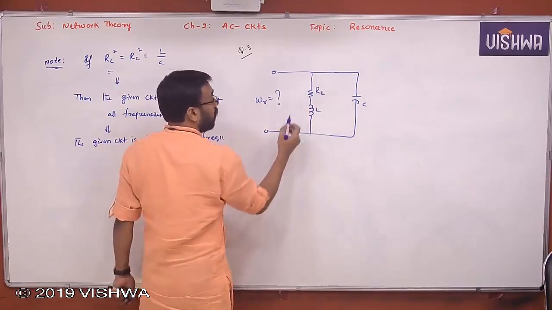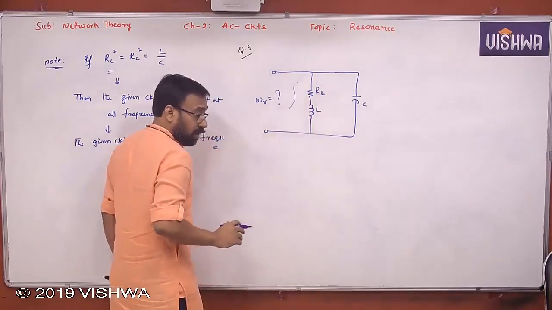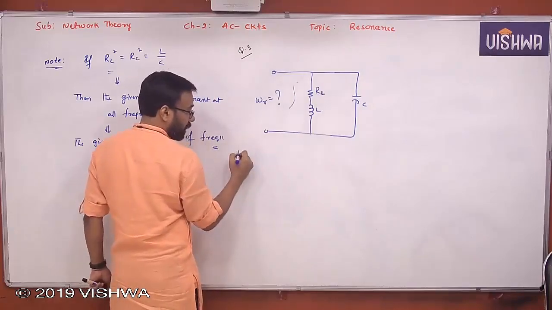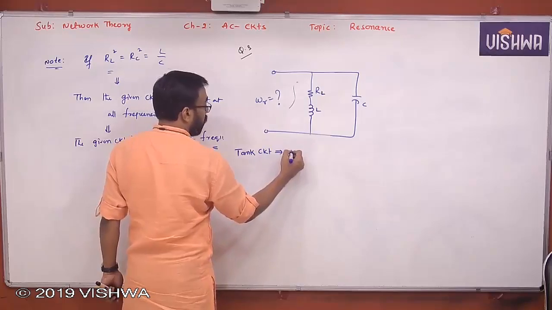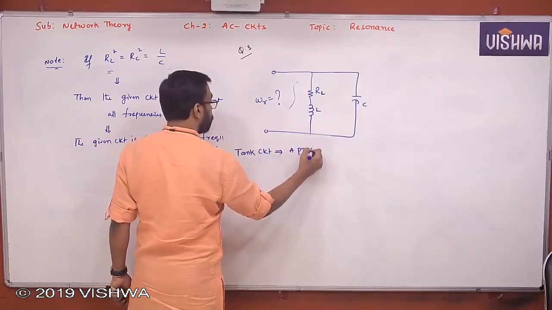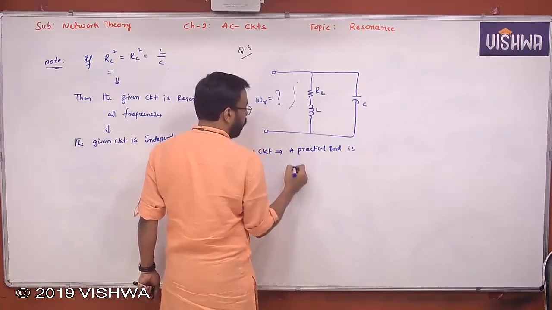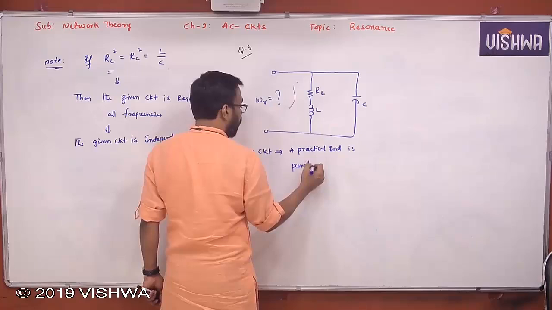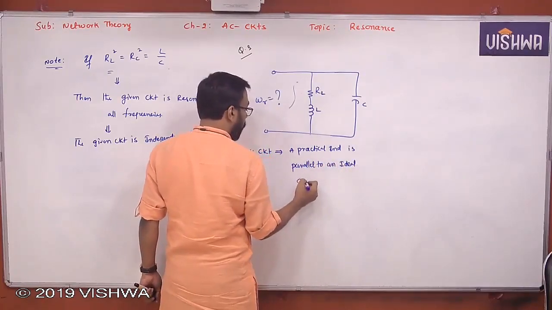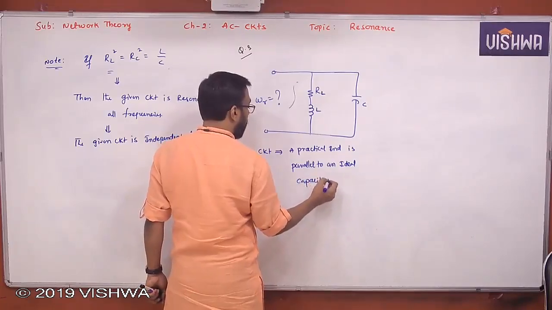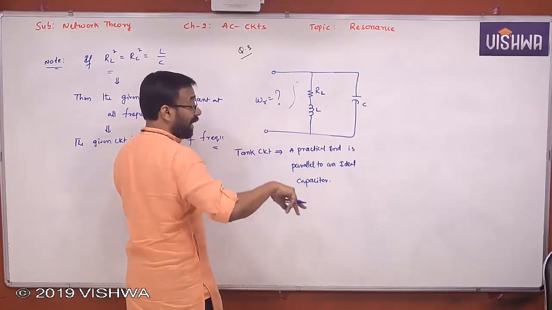What is a tank circuit? When a practical inductor is connected parallel to an ideal capacitor, that is called a tank circuit. Tank circuit is nothing but a practical inductor parallel to an ideal capacitor. Right? Okay. The practical inductor is parallel to an ideal capacitor.